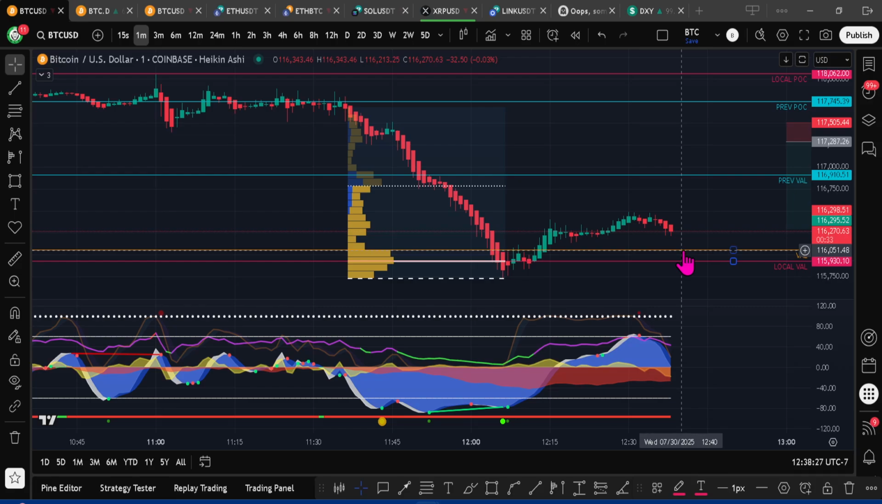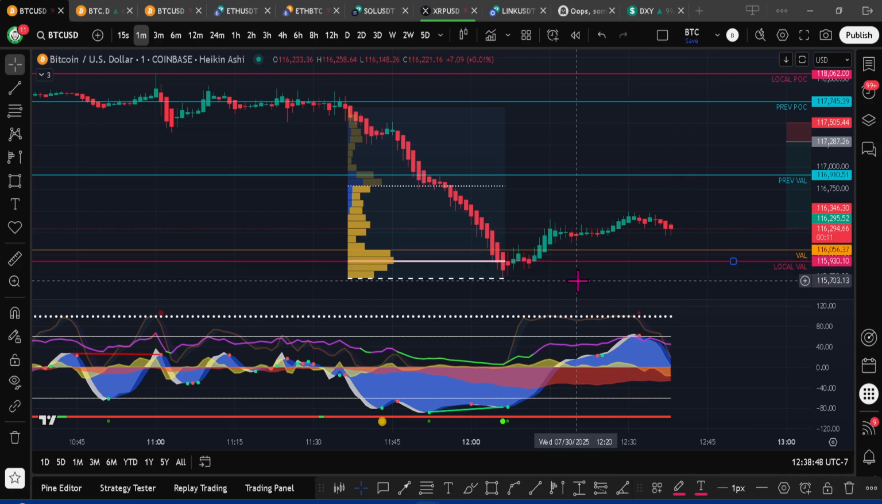You can set a trigger limit order at this level, at one of these levels. If you enter in at 116,050, then you can use the local value area low as a stop loss, or you can just use the current value area low.